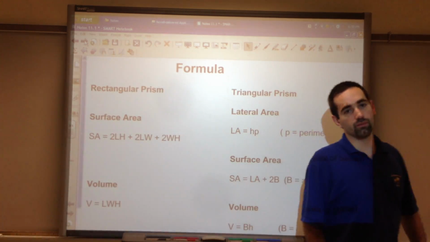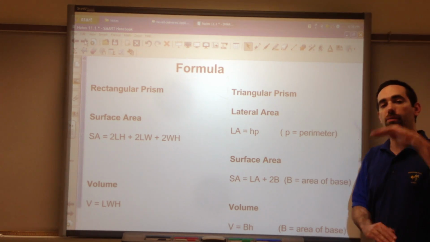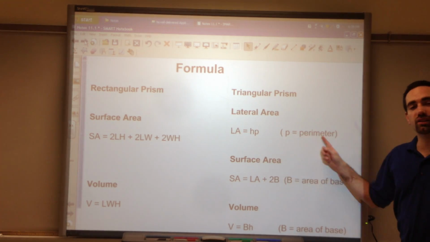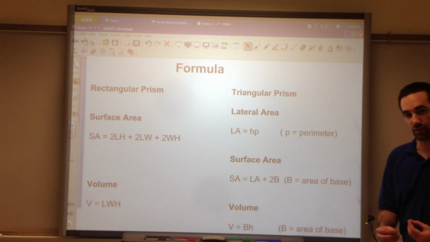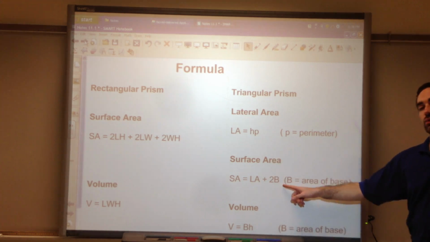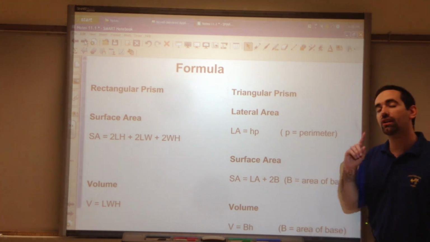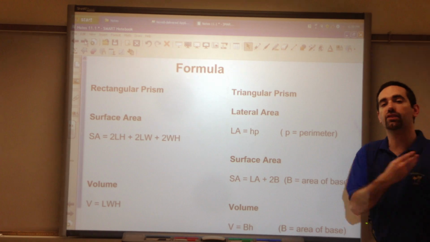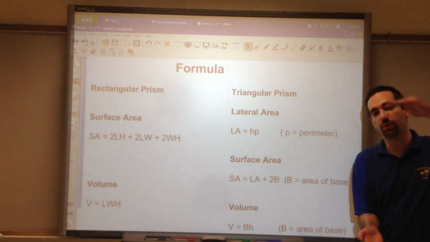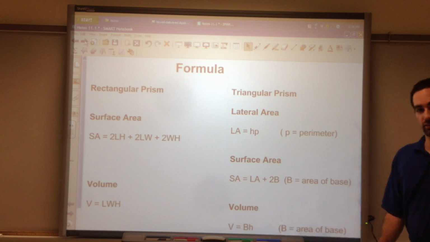Over on the triangular prism, we have the lateral area, which is just the area around, not the top and the bottom, and it is the height times the perimeter. P is the perimeter of the base. Surface area is the lateral area plus 2B, where B is the area of the base. Remember, lateral area, as I mentioned, is just around the sides. So for the surface area I want the lateral area, the sides, and then the area at the top and the bottom. Volume is the area of the base times the height.